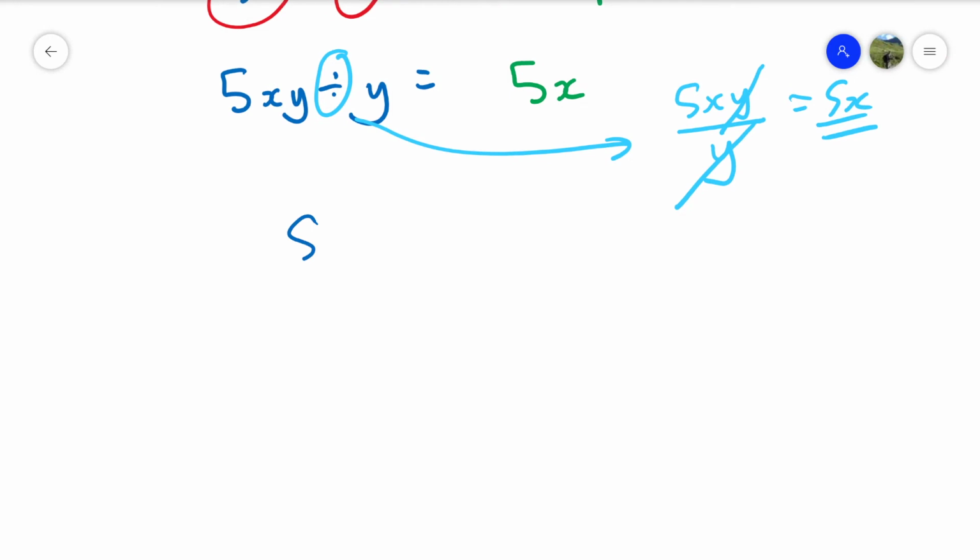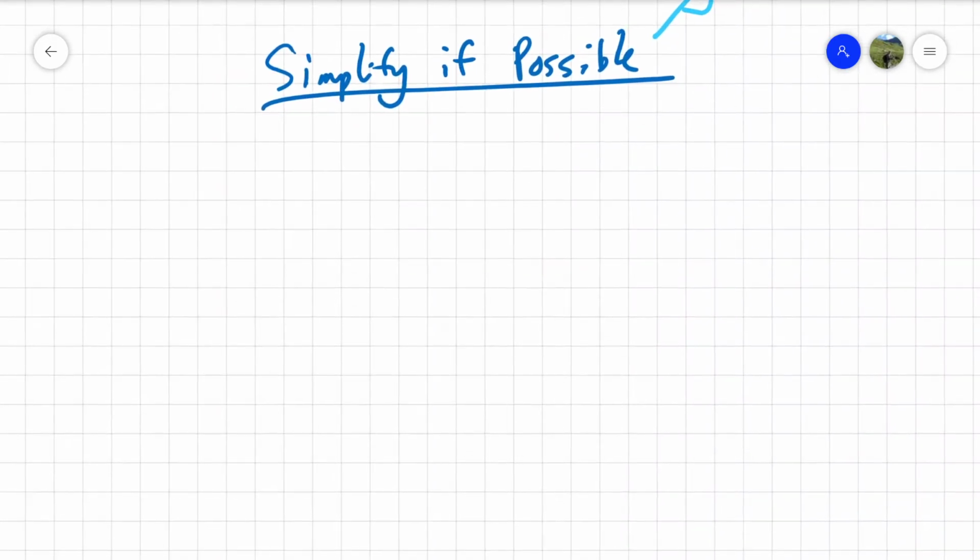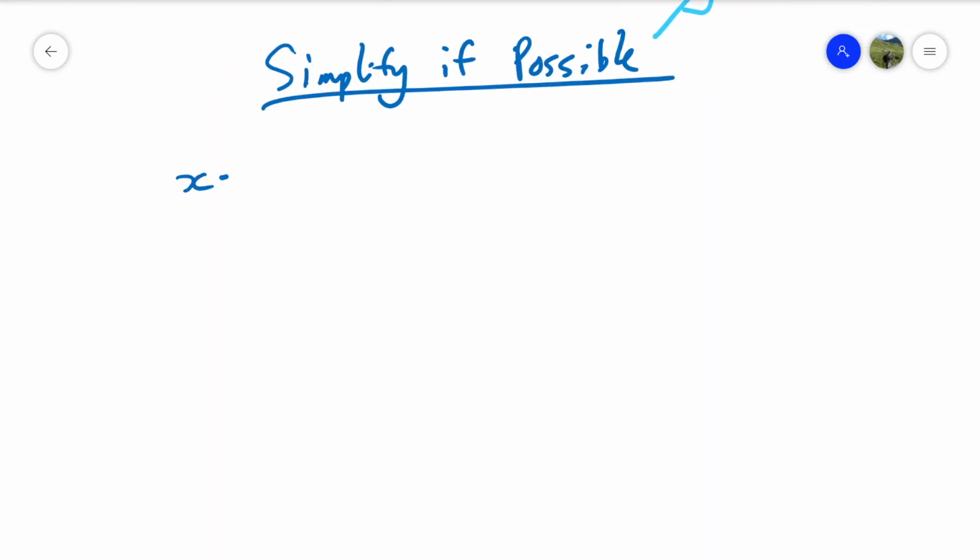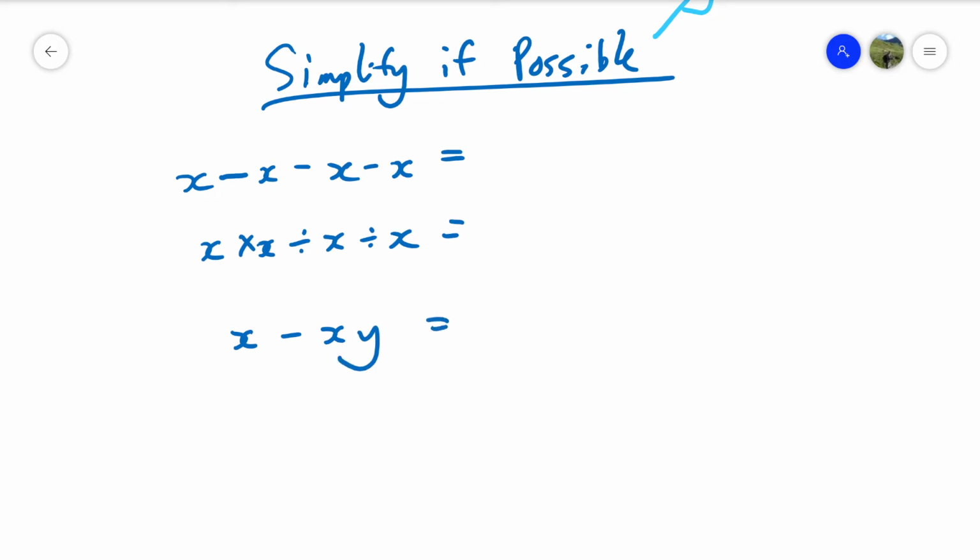Let's write out the next one. Simplify if possible. So I'll write out the next 3 for us to do. Third one. Have a go. See you back here in a sec.